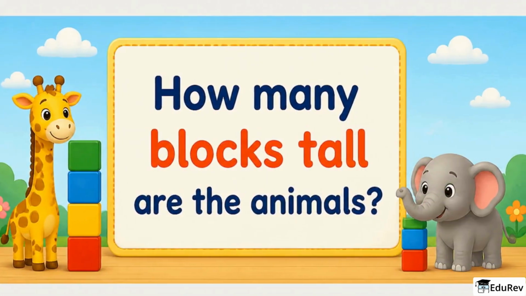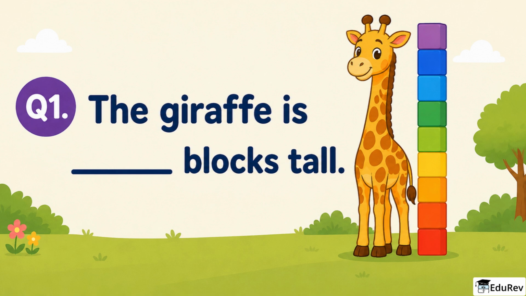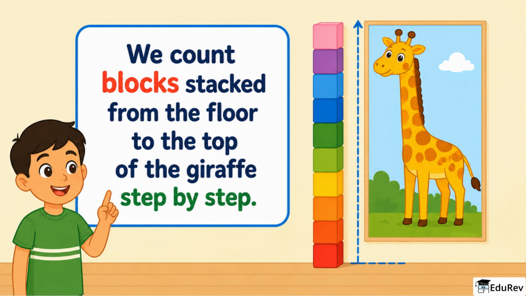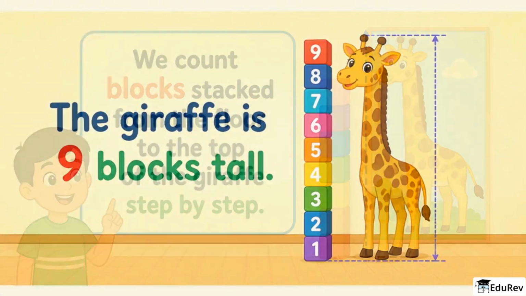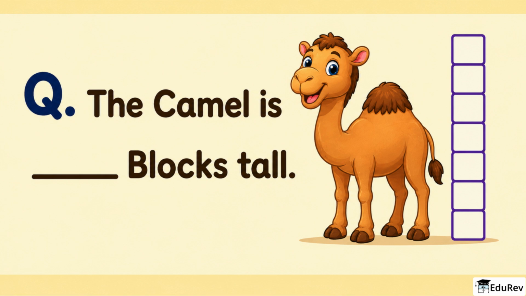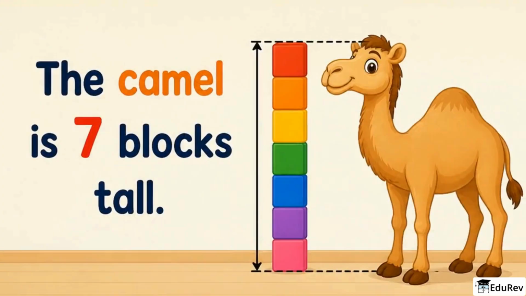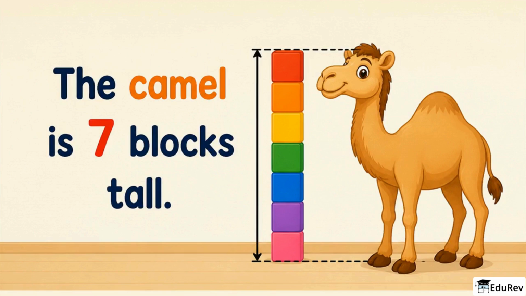How many blocks tall are the animals? Q1. The giraffe is blank blocks tall. We count blocks starting from the floor to the top of the giraffe picture step by step. The giraffe is 9 blocks tall. The camel is blank blocks tall. Looking at the picture and counting blocks shows the camel reaches 7 blocks. The camel is 7 blocks tall.